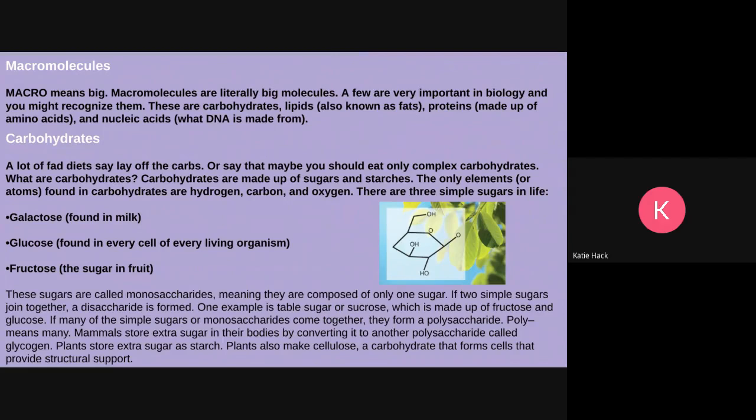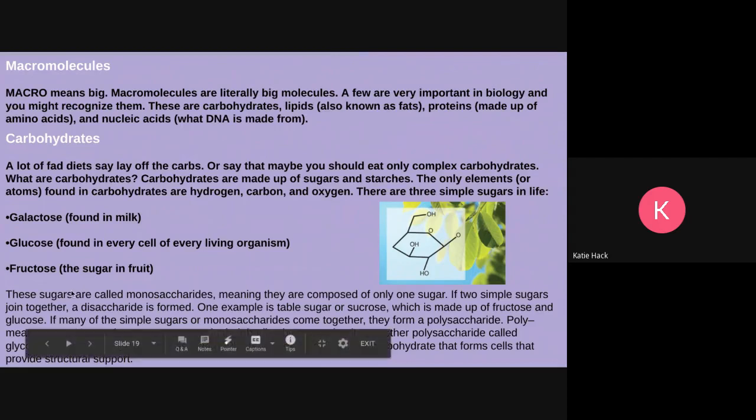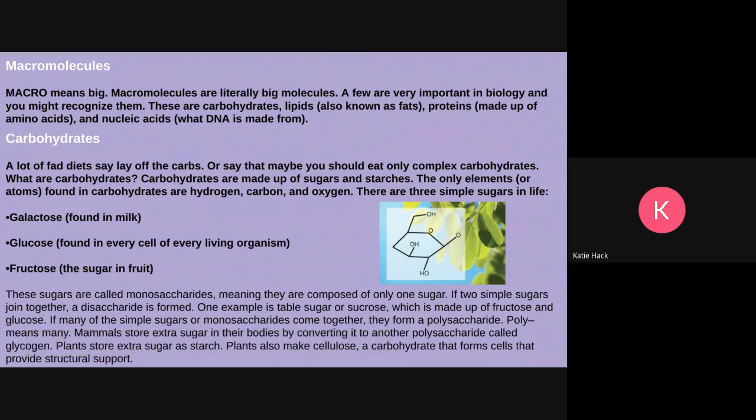There are 3 simple sugars that are in life. There's galactose, glucose, and fructose. You'll find galactose in milk, glucose in every cell of every living organism, and fructose is the sugar in fruit. Now, these types of sugars are going to be called monosaccharides, meaning they're composed of only one sugar.